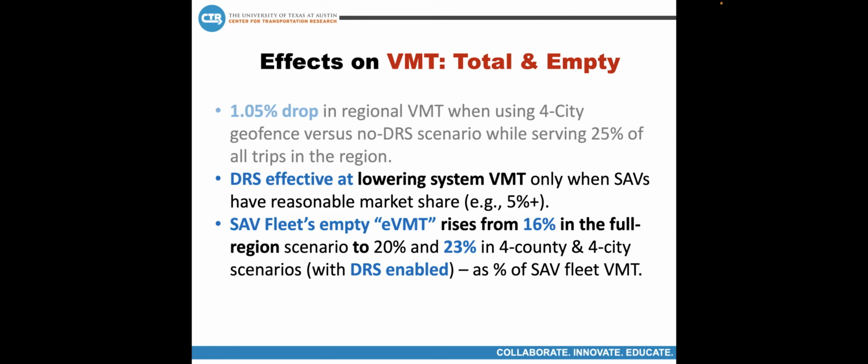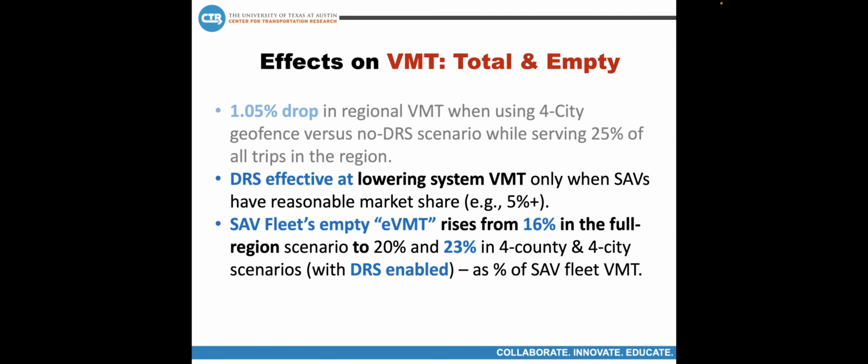So SAV fleet empty vehicle miles traveled also rose from 16% in the full region scenario to 20 and 23% in the 4-county and the 4-city scenarios. This was definitely unusual, and we could look at it as a limitation. This unlikely increase in EVMT from the 12-county geofence to the smaller geofences as the area of operation shrunk was unusual and unlikely.